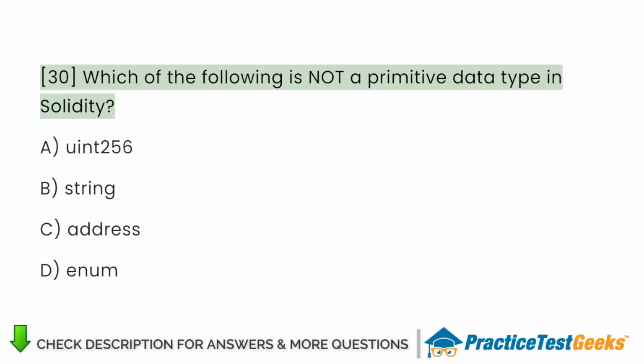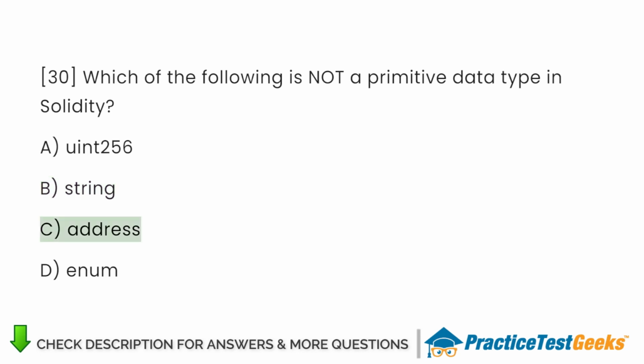Which of the following is not a primitive data type in Solidity? A. Uint 256. B. String. C. Address. D. Enum.